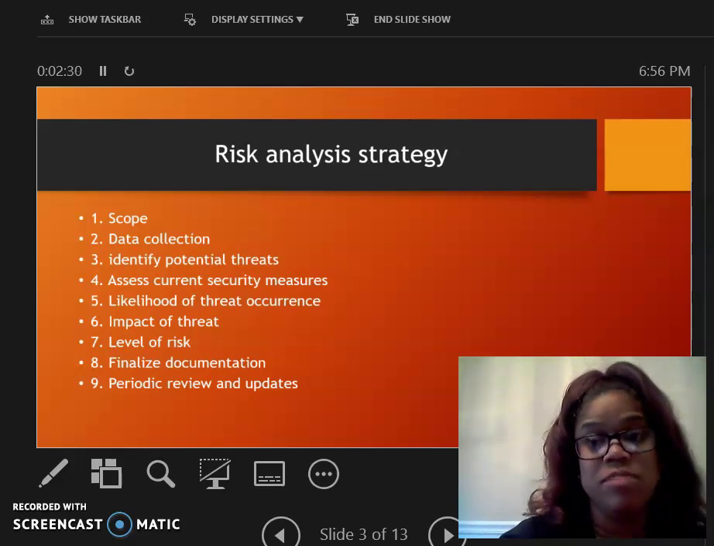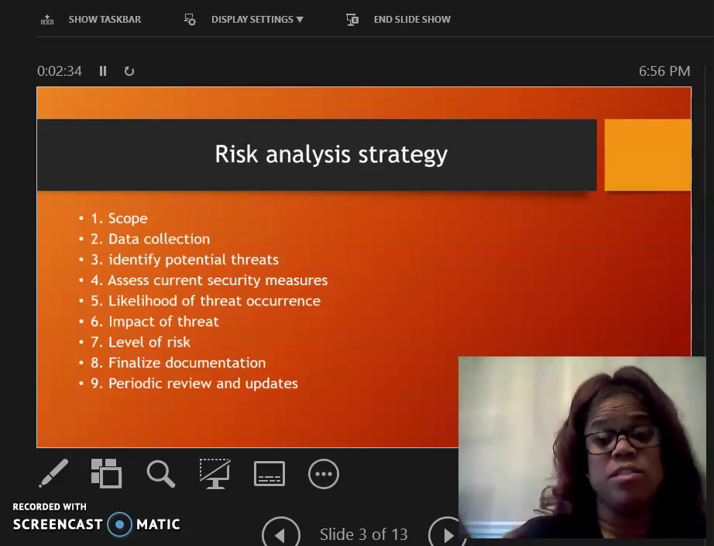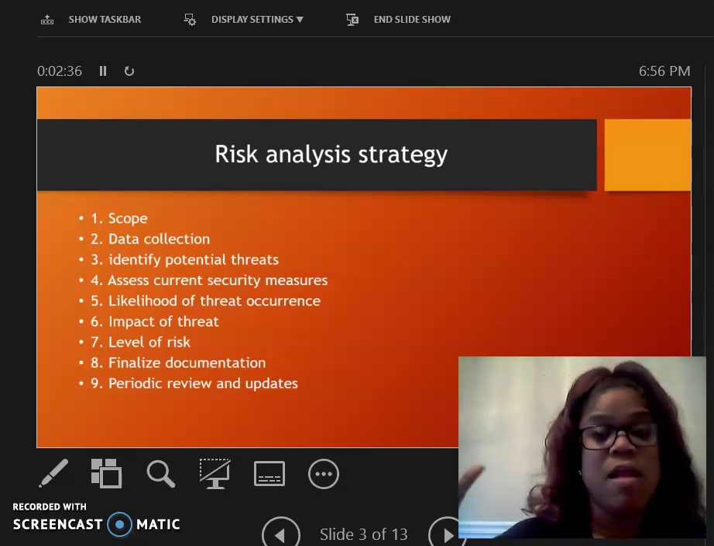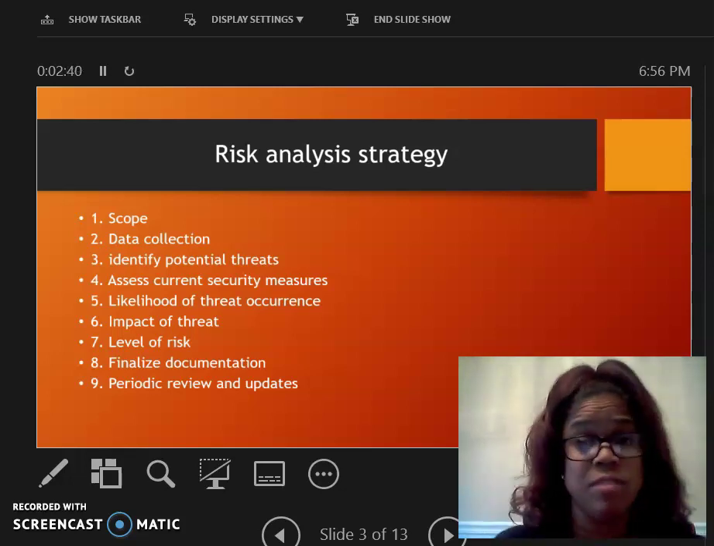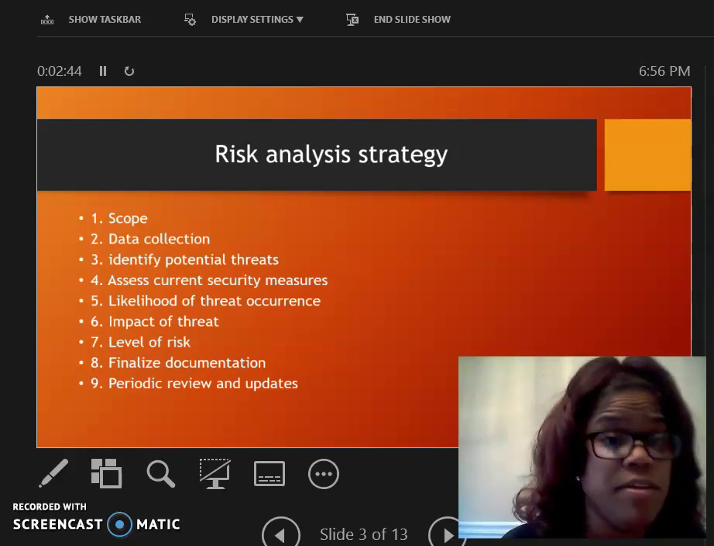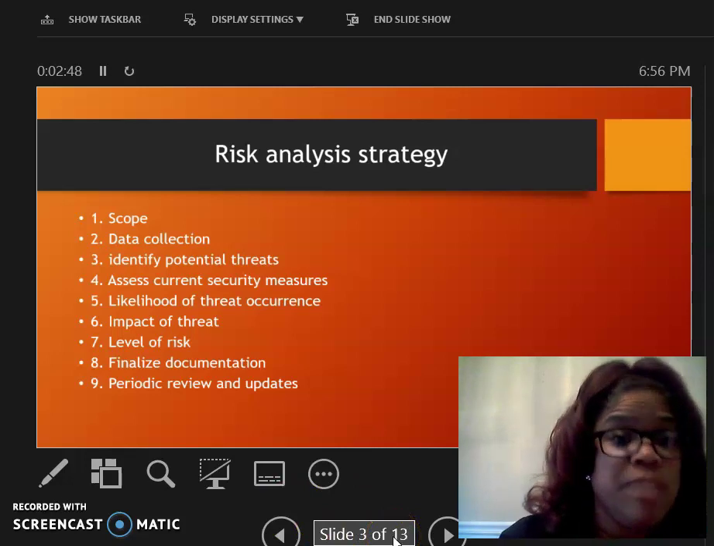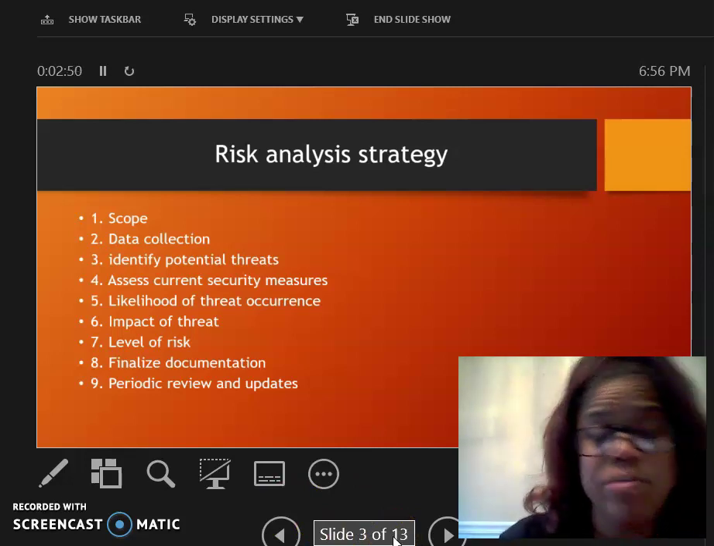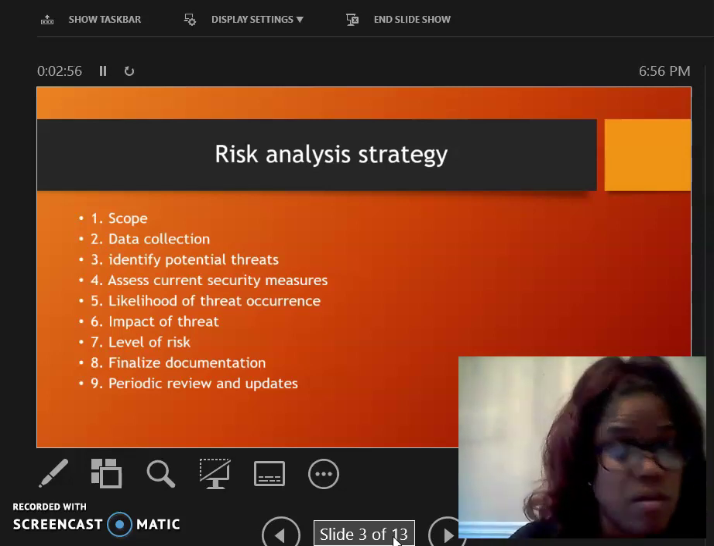Definitely want to make sure the risk analysis is documented. Anything that happens during this process has to be documented, has to have some type of solution from a committee, or someone will have to take accountability for that. And then last but not least, review updates and do periodic reviews, see where everything is at, what the issues are, and how we can solve those.